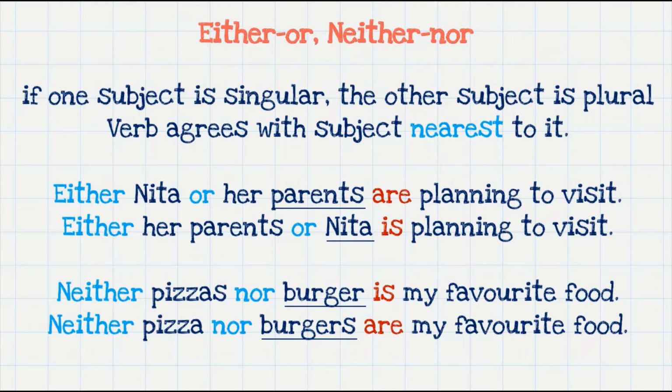However, if the order were reversed, if we say either her parents or Nita, so though parents is a plural subject, Nita is a singular subject and Nita is the one that is closest to the verb, hence the verb is singular. So neither pizzas nor burger. Burger is singular, therefore singular verb. Neither pizza nor burgers. Now burgers is plural, therefore it takes on the plural verb.